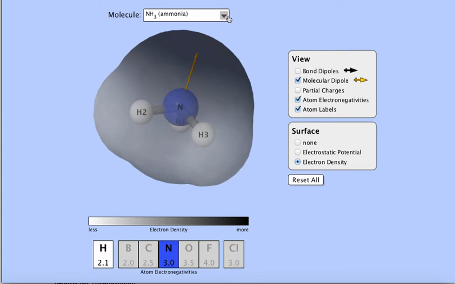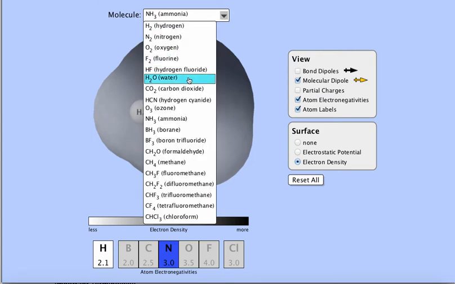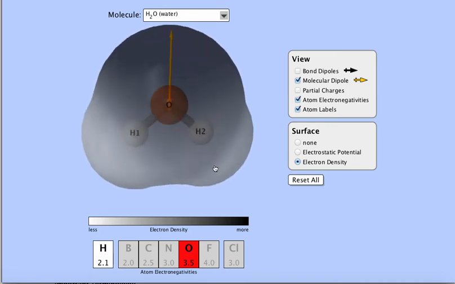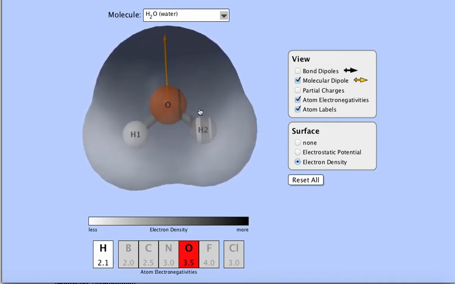If we go and switch to water, we'll see that water is also a polar molecule, again, because of the types of bonds and because of the shape. So remember, when you're looking at any problem, you need to ask yourself, what kind of bonds are there? And does the shape of the molecule make the molecule polar or not?